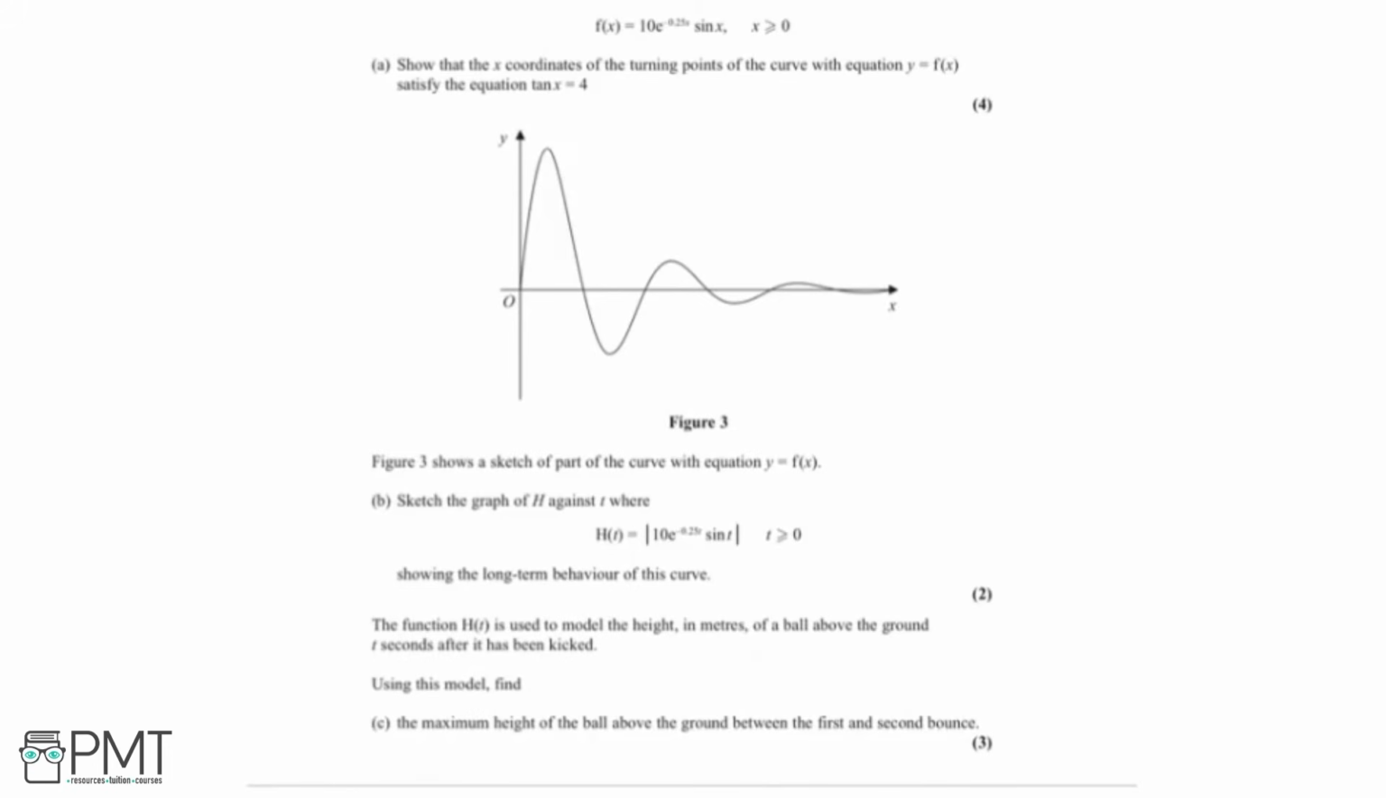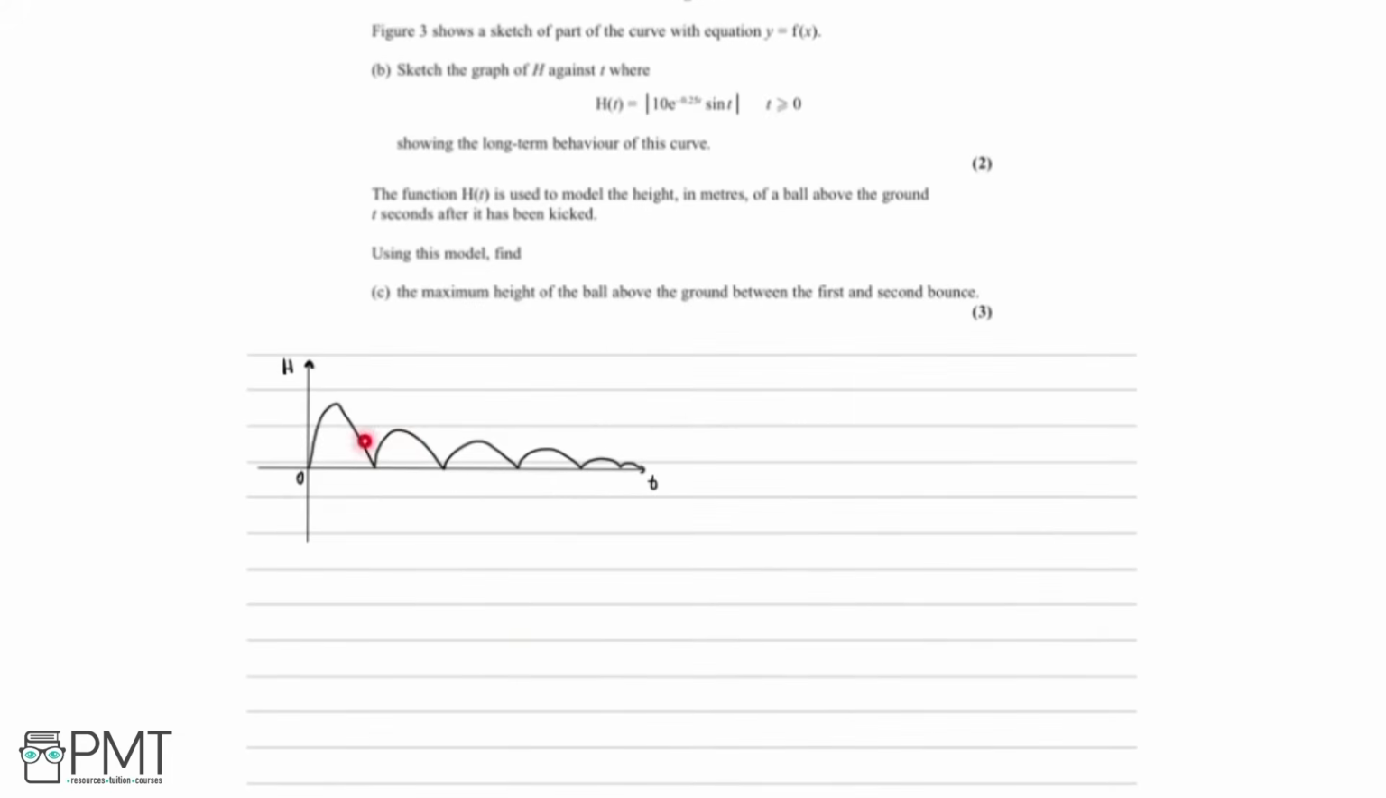It says the function h of t is used to model the height in meters of a ball above ground t seconds after it has been kicked. Using this model, we need to find the maximum height of the ball above the ground between the first and second bounce. So here I've just got a smaller version of the graph that we drew in the previous part. This is the turning point we need to identify, because right along here is the height of the ball above the ground between the first and second bounce.